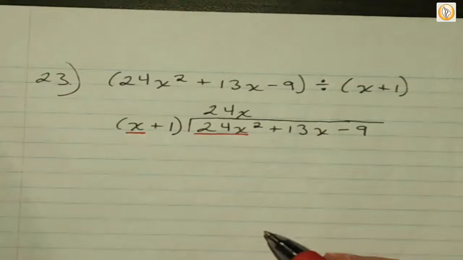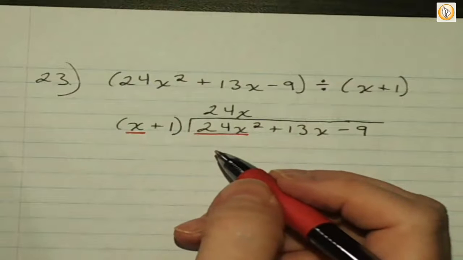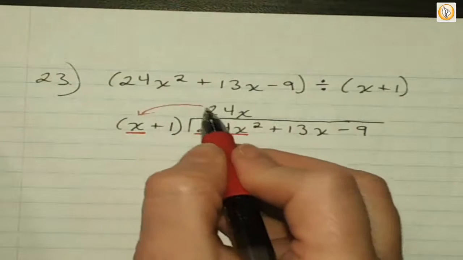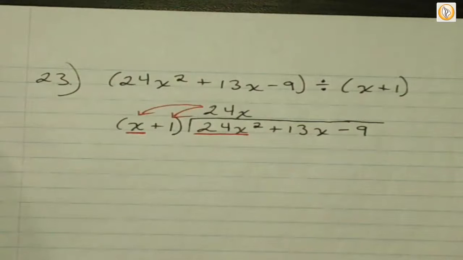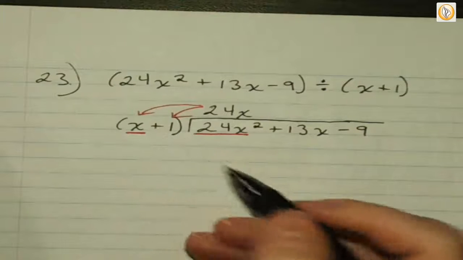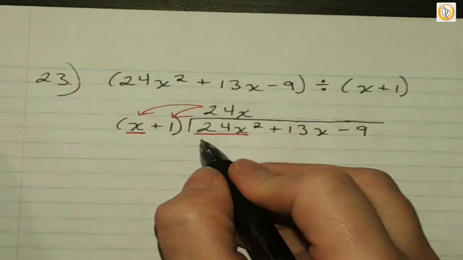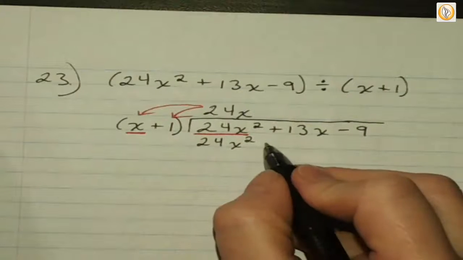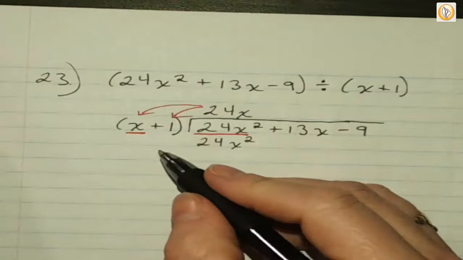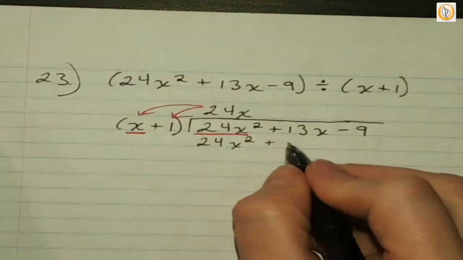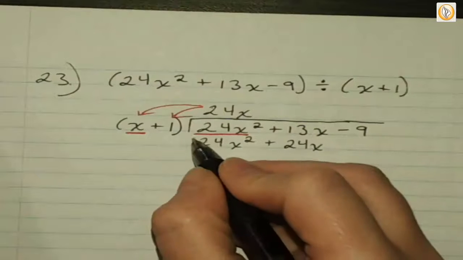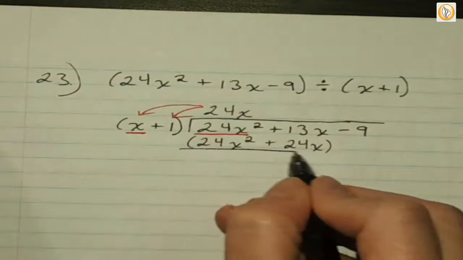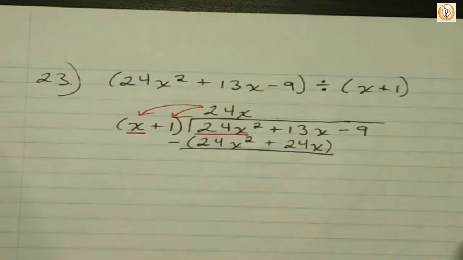Whit, what do I do now? You're going to multiply the 24x by the x plus 1. Very good. Everything over there. So, Whit, 24x times x is what? 24x squared. And 24x times 1 is? 1x. What? Oh, no. 24x times 1. 24x. Very good. Put it in parentheses. Draw your line, and we subtract.